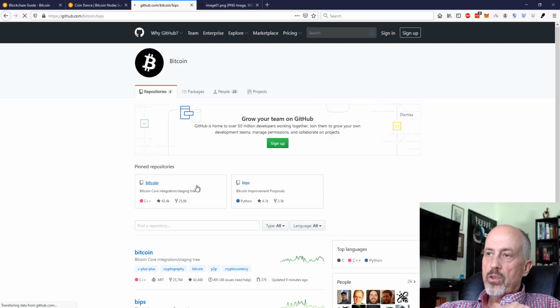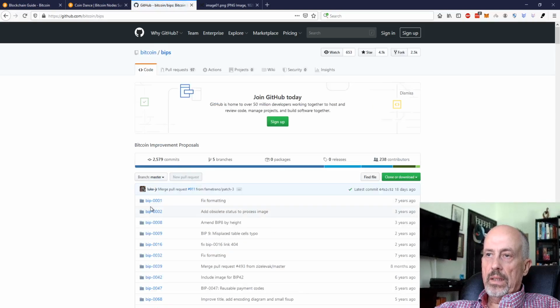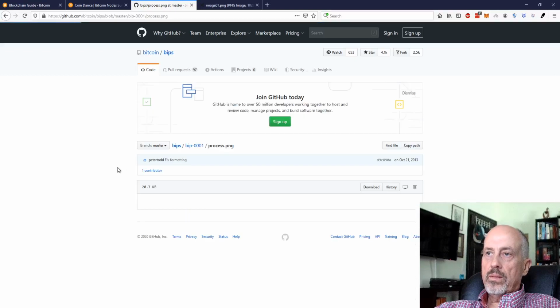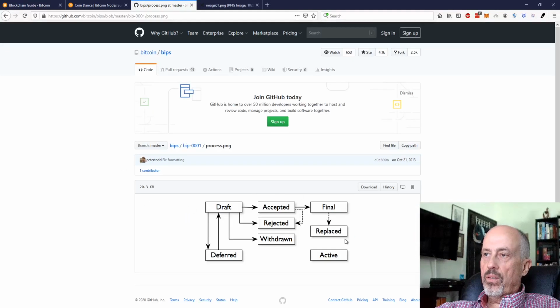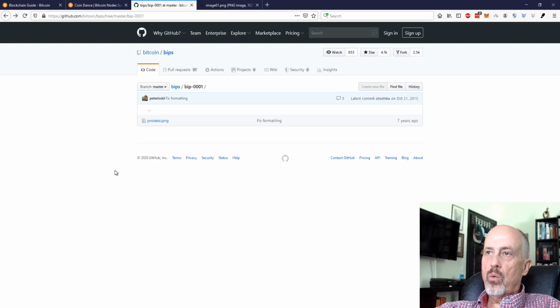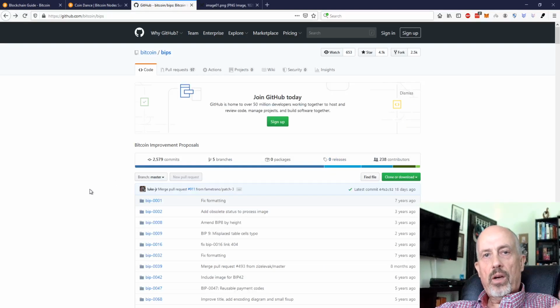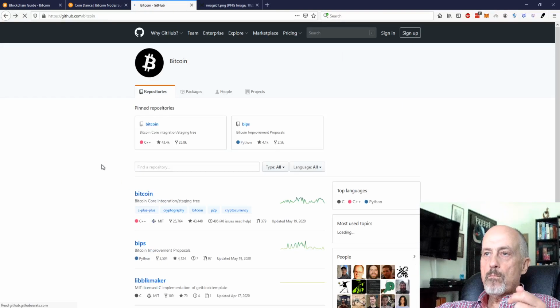The first one is the Bitcoin improvement proposals. Let's take a look at the first one here. This is what somebody drew down on how this whole Bitcoin improvement proposal will work. This is the first, BIP 001. But you get an idea. If you want to suggest something, that's the way to do that.